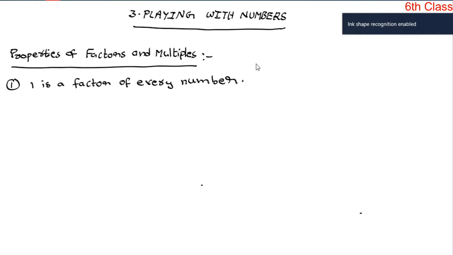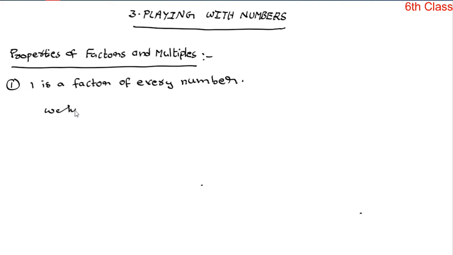First property: 1 is a factor of every number. I explain with one example. What are the factors of 1? 1 ones are 1. 2 can be written as 1 into 2. 3 can be written as 1 into 3. 13 is 1 into 13, and so on.